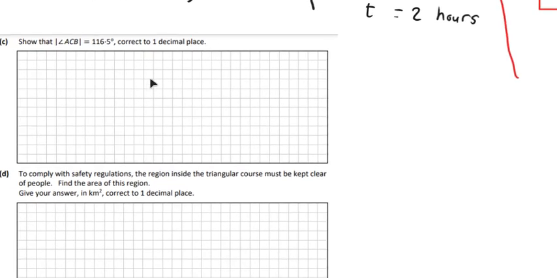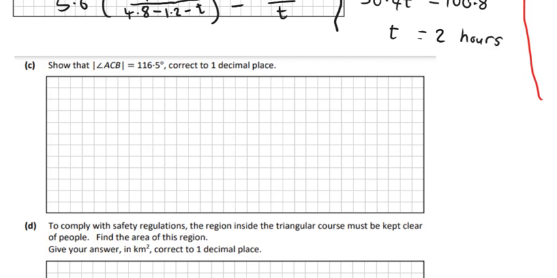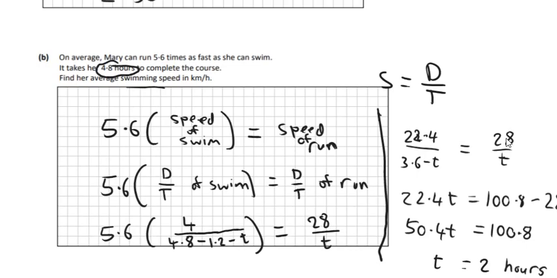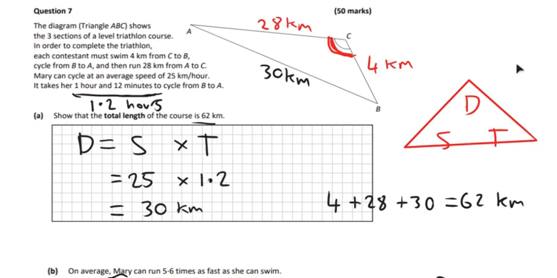Right, so next question. Show that ACB is 116.5 degrees. So we just have to work out what ACB is. If you look at the question, ACB has to be this angle here. You can see that it's not a right angle triangle, and you've got three sides, and you're looking for one of the angles. So it's a basic enough cosine rule here.